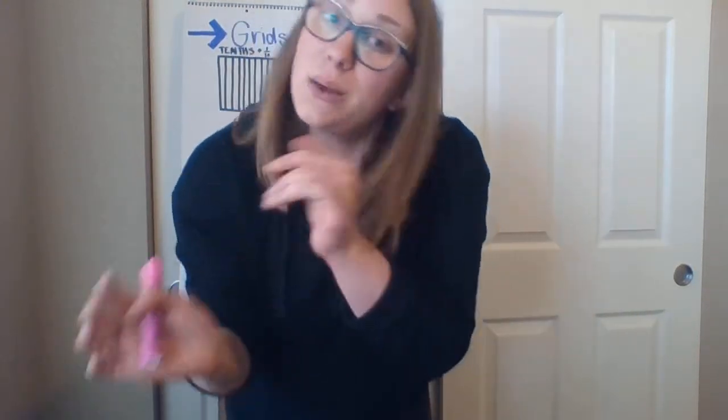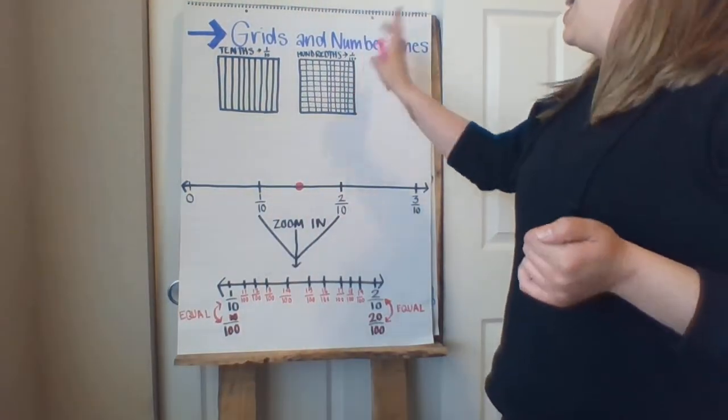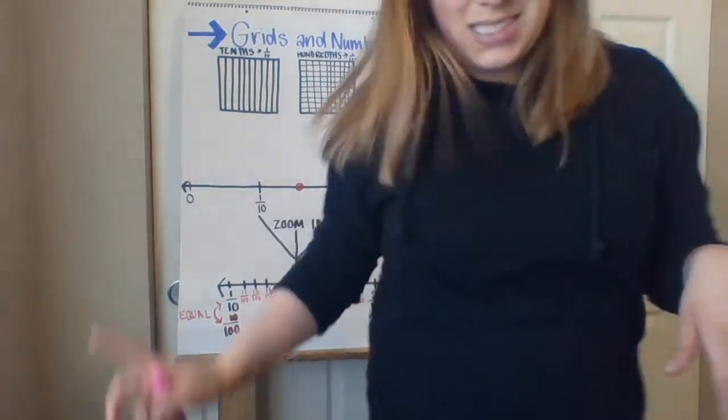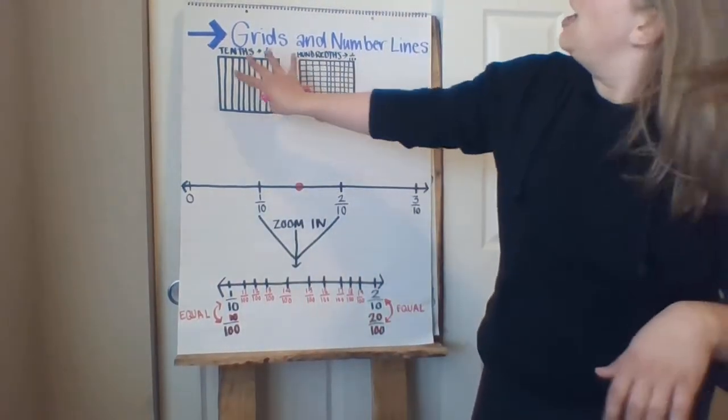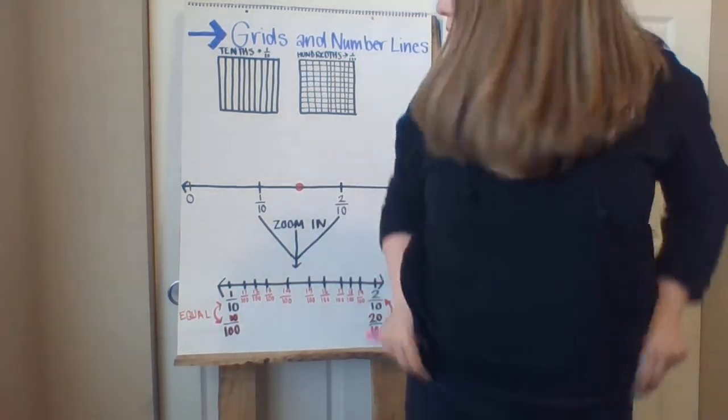Anyhow, we talked about place value. We converted decimals to mixed numbers and mixed numbers back to decimals. Okay, we know about our tenths place, our hundredths place. Now we're going to talk about grids and number lines. Friends, you should recognize these. We've used them a lot. The difference between the two is simple. It has to do with place value.